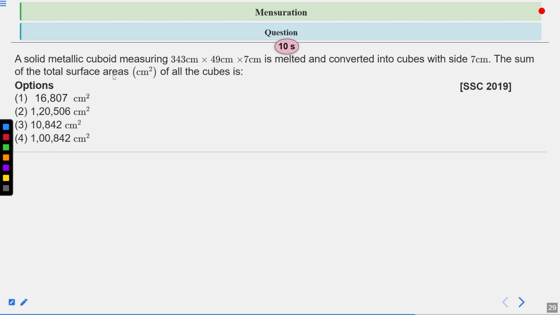Now you have 10 seconds to analyze the question. Your time start now. Now time's up. Let's see the solution of this question.